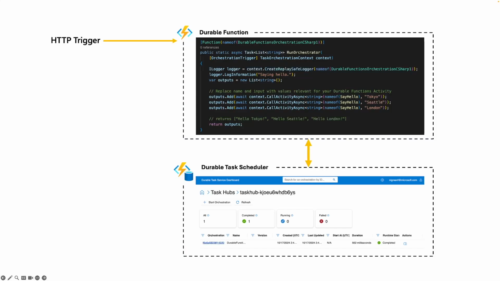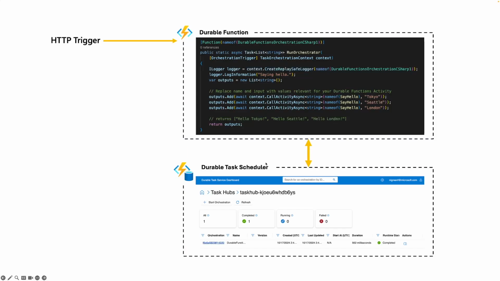So let's start by looking at this diagram on my screen that outlines the Quickstart application. Here you can see a durable function application that showcases a simple orchestration that's triggered by an incoming HTTP request. This orchestration calls three activities called say hello, taking in a different city as an input parameter every time. The output should return hello, the name of that city. So hello Tokyo, hello Seattle, hello London.